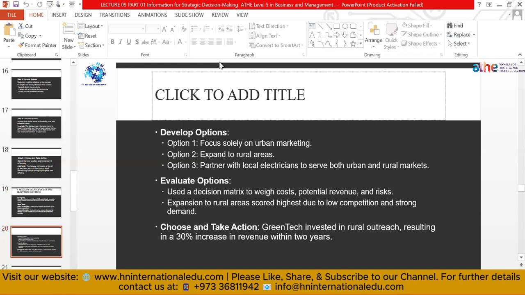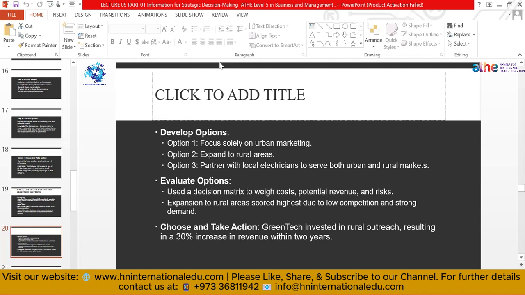When developing the options, at least three, you can go for five while attempting the assignment. Option 1, 2, 3: focus solely on urban marketing. That is, your marketing campaign must be so strong that you're able to regain the urban market first, then expand to rural areas slowly and gradually. Mostly the rural areas do not have internet, but this is obviously a developed country, so they do have it, but we need to give the access. Option number three, partner with the local electricians to serve both urban and rural markets. Definitely, we are going to have a nice partnership. Everything would be sorted about the money, and then we can go ahead.